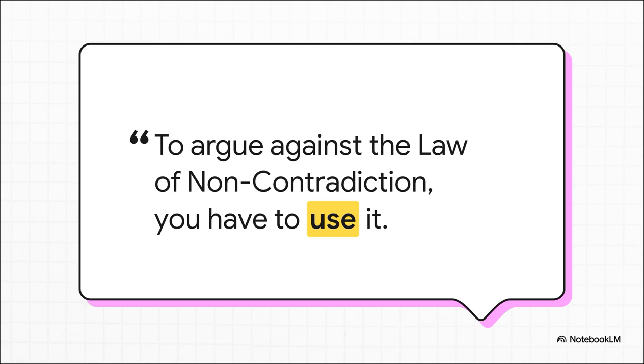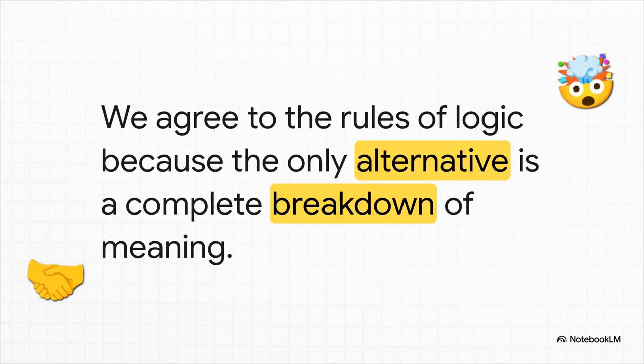And here is the perfect trap. You literally cannot use logic to disprove the rules of logic. To even try to build a case against them, you have to assume that your argument is true and its opposite is false, which means you are using the law of non-contradiction you're trying to attack. It's a classic catch-22. So what does that tell us? It tells us we agree to the rules of logic not because we can prove them from some outside perspective, but because the only alternative is just gibberish, a complete breakdown of meaning. Their power comes from our collective agreement that this is the only coherent way to think.